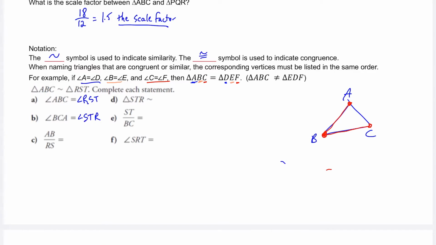For C, we have AB over RS. And I actually can put two different answers here. So we could put AC, so we're picking the first and the third, divided by RT, the first and the third. Okay, so we put it over RT. Or I could say BC, so taking the second and third letter right there, and divided by the second and third letter here, which would be ST.